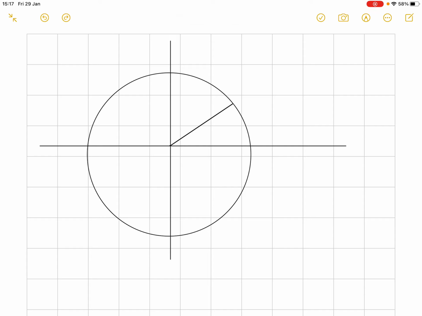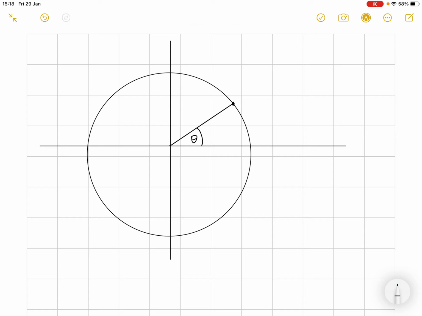Now, what separates all the different radii that I drew just then was this angle here. This theta, this angle here is different. If I were to put a radius here, then of course that angle would change. So that's our variable, if you like. Our radius is going to stay the same, but it's our variable, i.e. the angle, that changes.